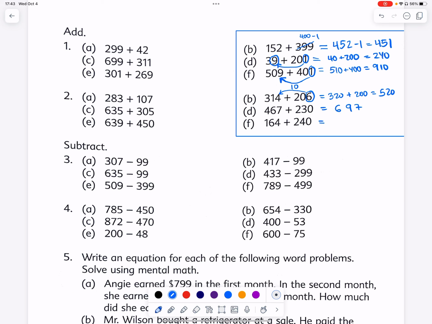And finally, example F, 164 plus 240. Again, add ones with ones. 4 and 0 is 4. 6 and 4 is 10 tens. How about this? Let's use a slightly different strategy.